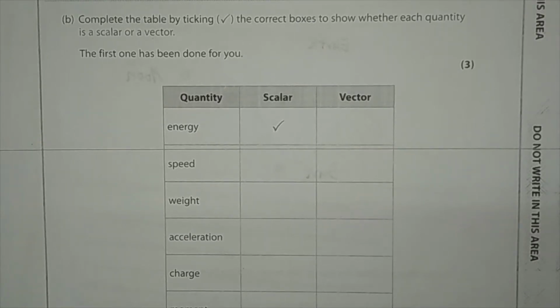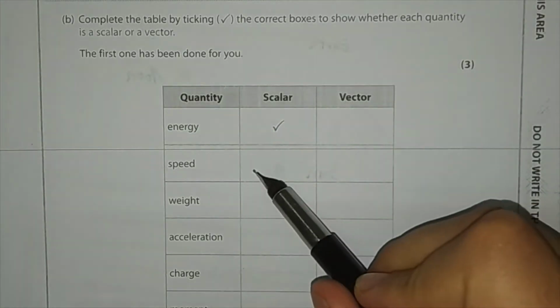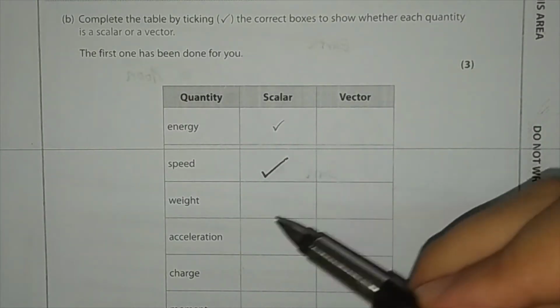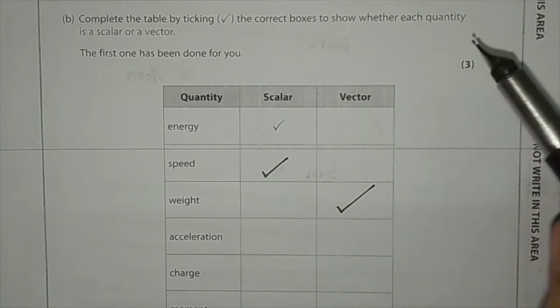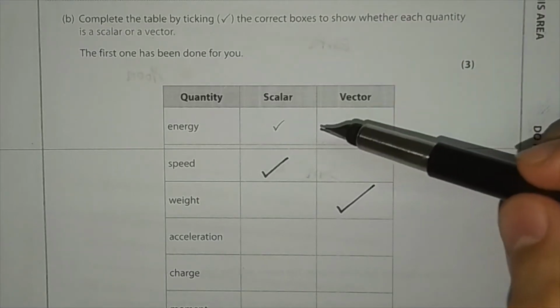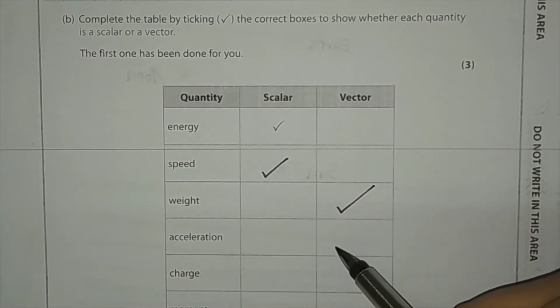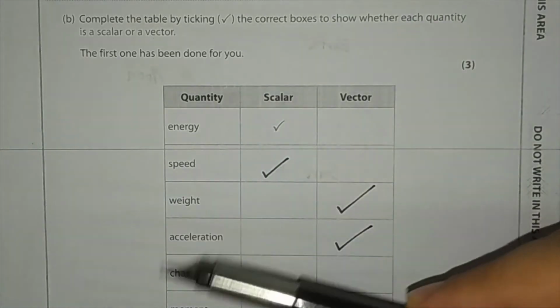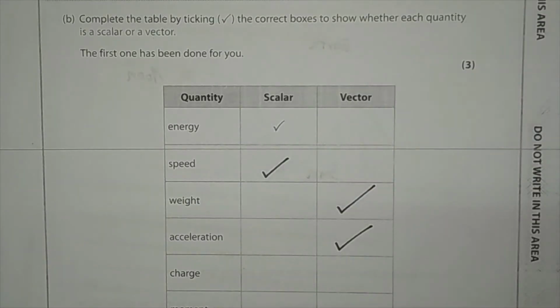So here we know the first one has been done for us. Energy has a magnitude but we cannot tell which direction it moves. Speed, again, has a magnitude but it does not move in a specific direction. Weight, we all know, has a magnitude and it has a direction. On earth everything is moving towards the core of the earth, so it has a direction. Acceleration also has a direction because for example, when we're driving, we'll say we're accelerating forwards or we're decelerating, which means we're slowing down or we're moving backwards. Means acceleration has a direction.